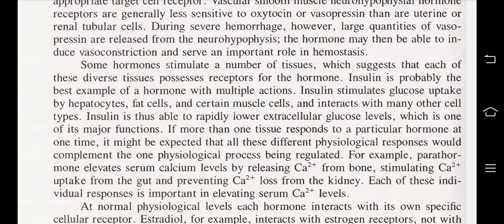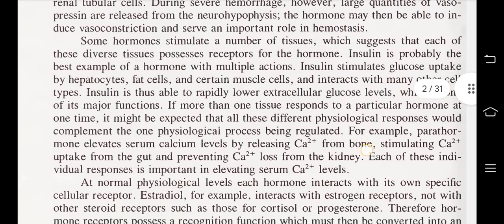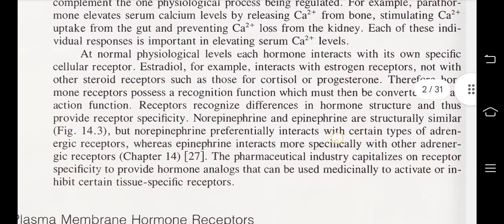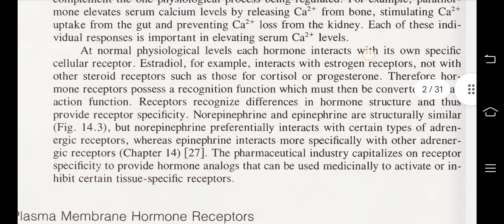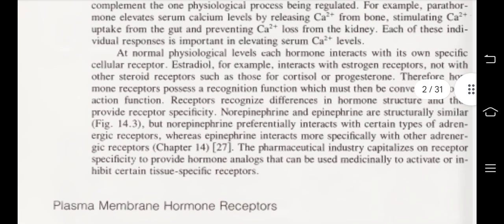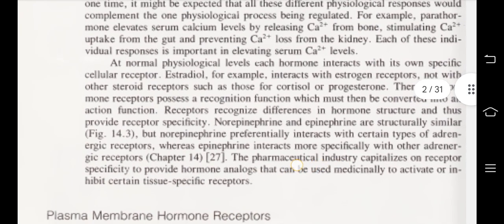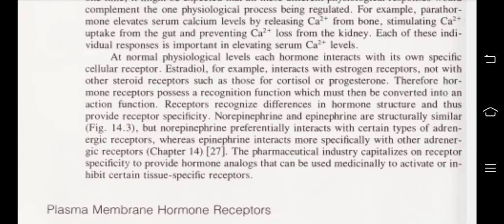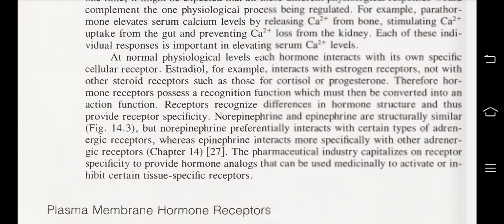For example, parathormone elevates serum calcium levels by releasing Ca2+ from bone, stimulating Ca2+ uptake from the gut, and preventing Ca2+ loss from the kidney. Each of these individual responses is important in elevating serum Ca2+ levels. The normal physiological levels of each hormone interact with its own specific cellular receptor. Estradiol, for example, interacts with estrogen receptors, not with other steroid receptors such as those for cortisol or progesterone.